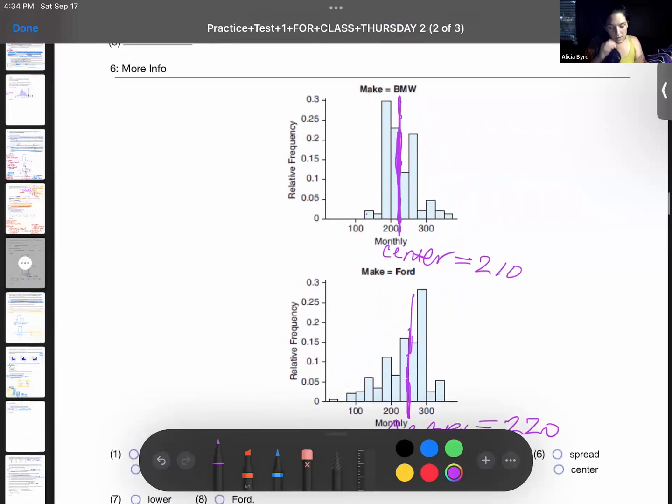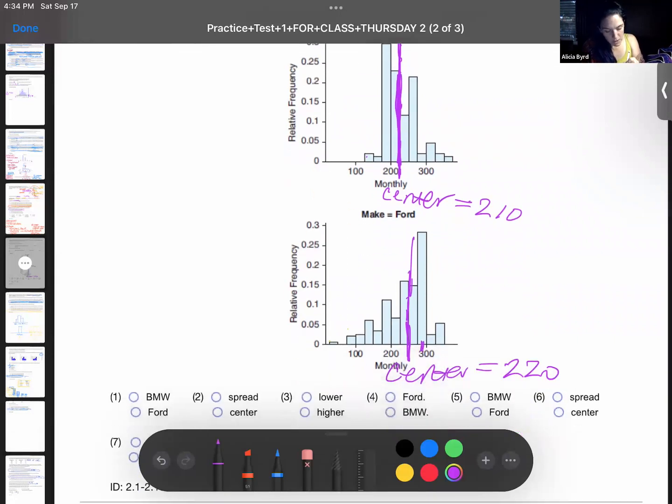And the other thing with this I'm going to look at is the peak, right? So the peak for Ford is over here at what?